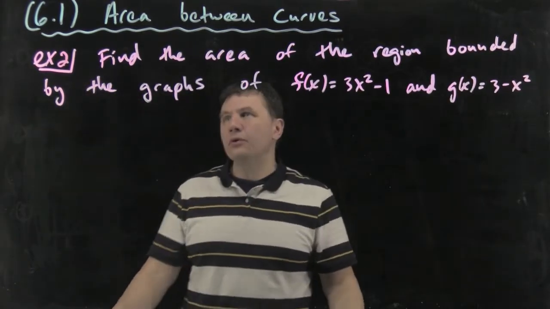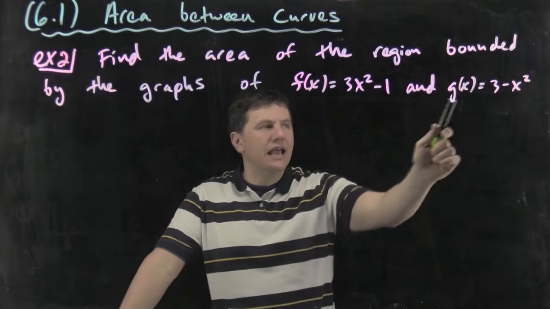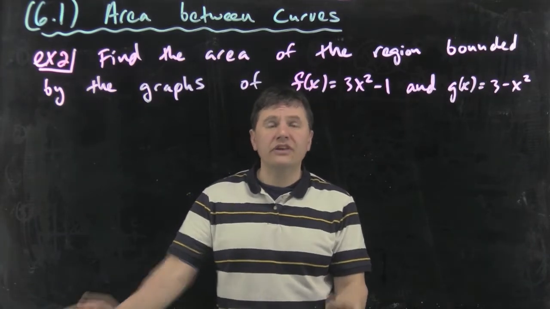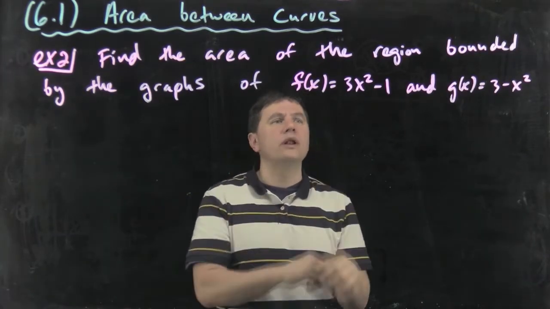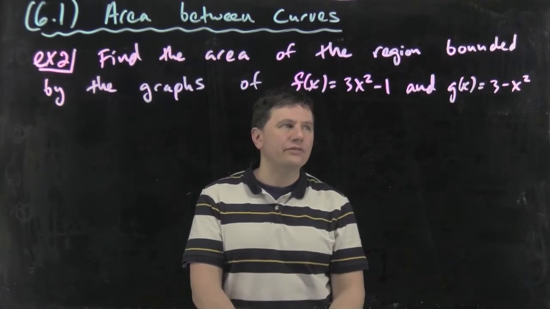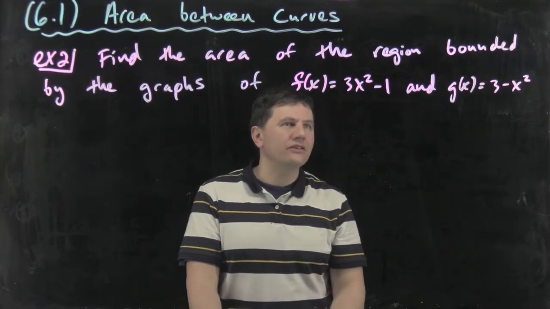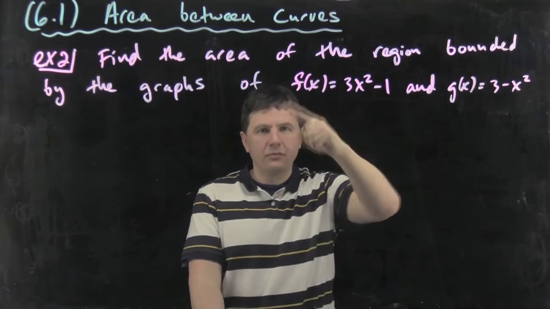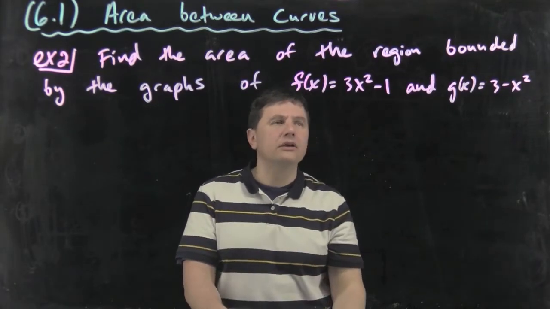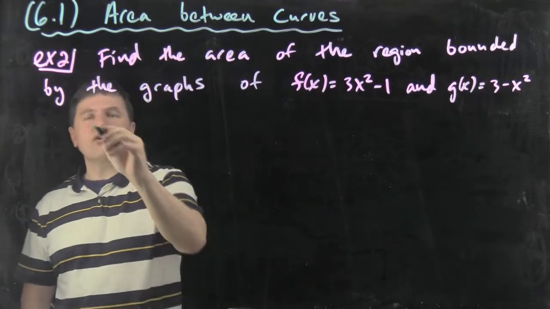Okay, example 2. Find the area of the region bounded by the graphs of these functions, f of x and g of x. This is a little bit different. Before, I was given actual vertical lines. This one I'm not. So in this case, I need to find what the intersection is so I can graph these. Once again, without a calculator, typically these things are going to be things we can figure out. This is obviously a parabola that opens up, and this is a parabola that opens down, so we're expecting 2 intersection points here. So we need to find those intersection points first.